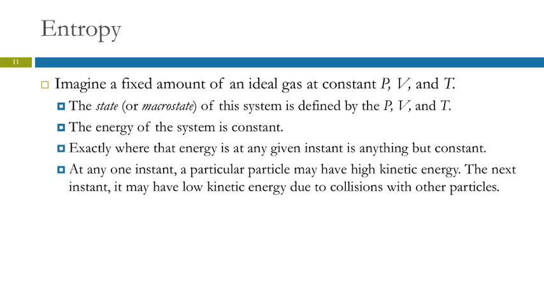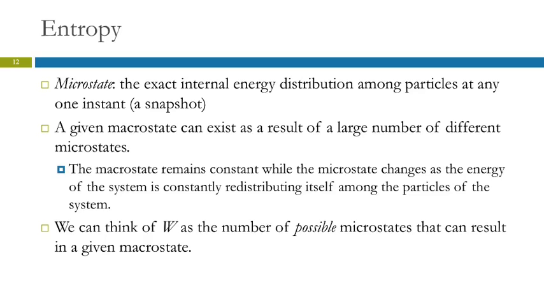So the microstates are like a snapshot of what's going on in terms of energy distribution. The exact internal energy distribution among particles at any one instant, that's a microstate. The macrostate is the overall condition: pressure, volume, temperature of the gas. That is constant. That's the macrostate, the big picture. A given macrostate can have a large number of different microstates.